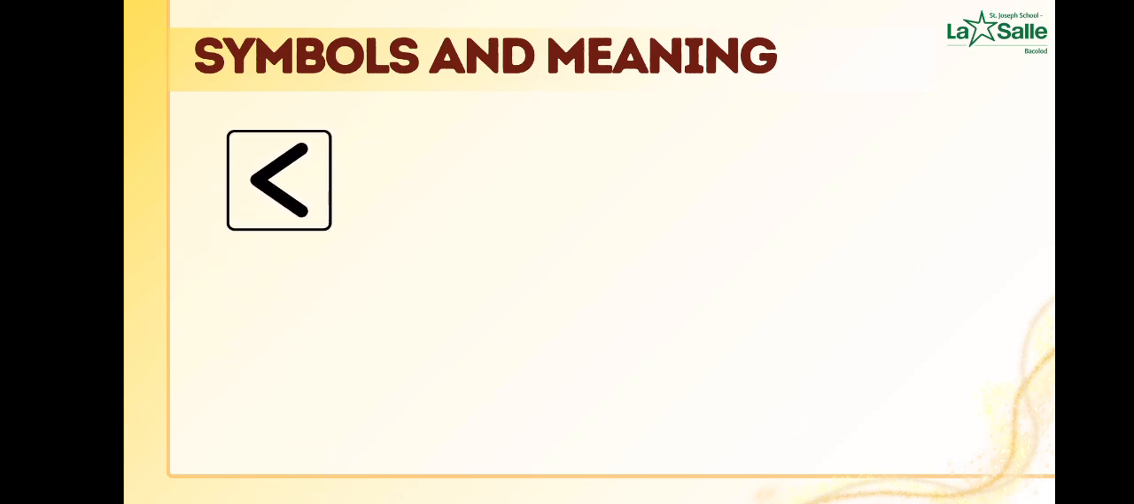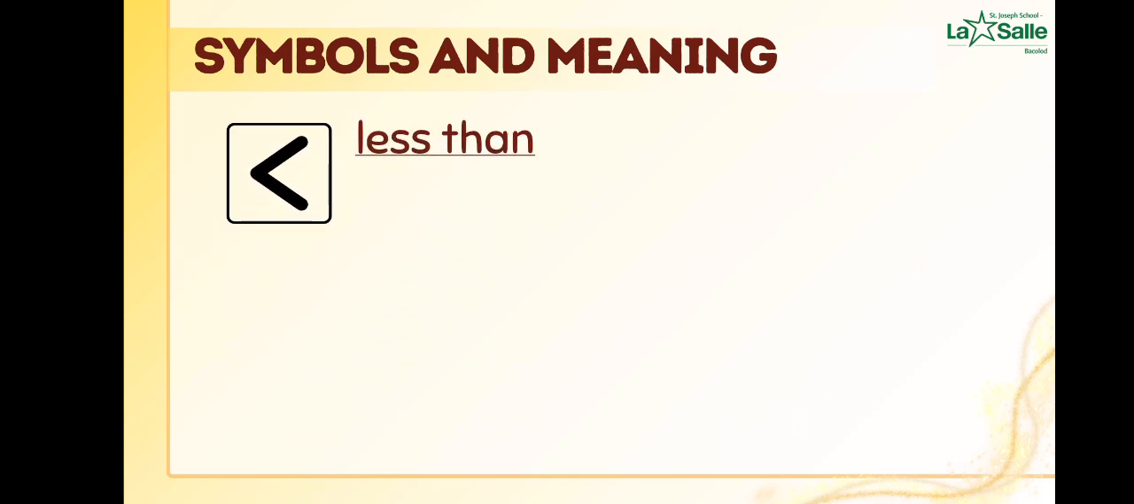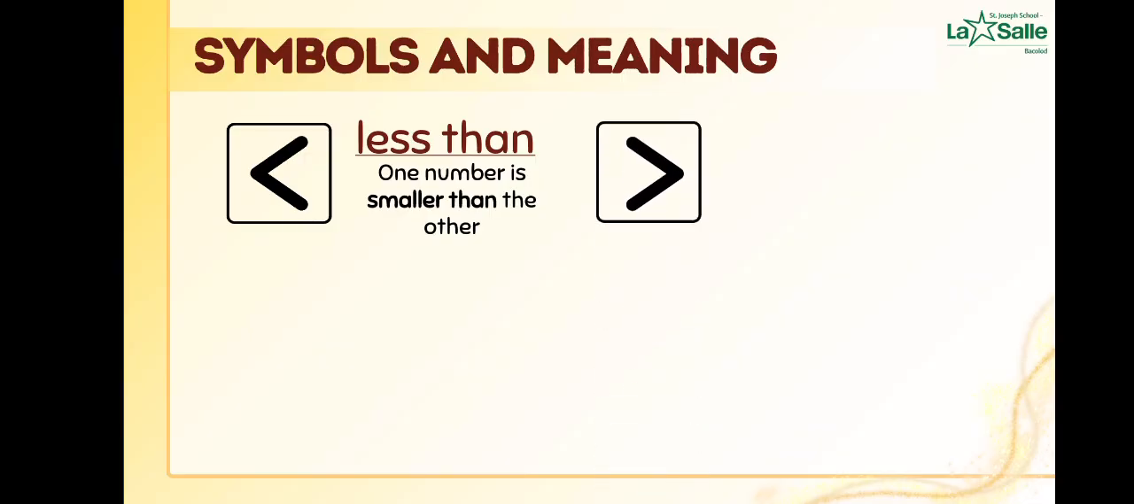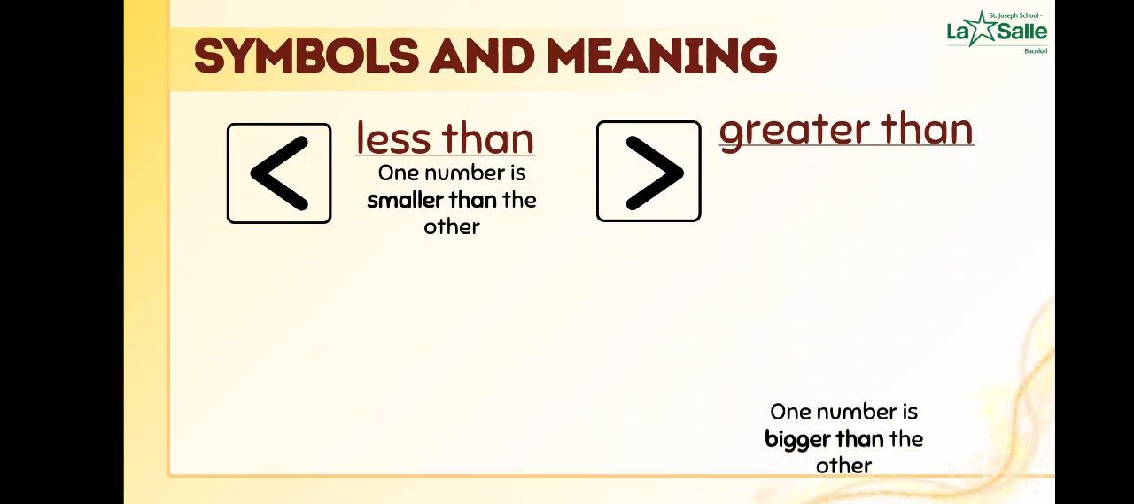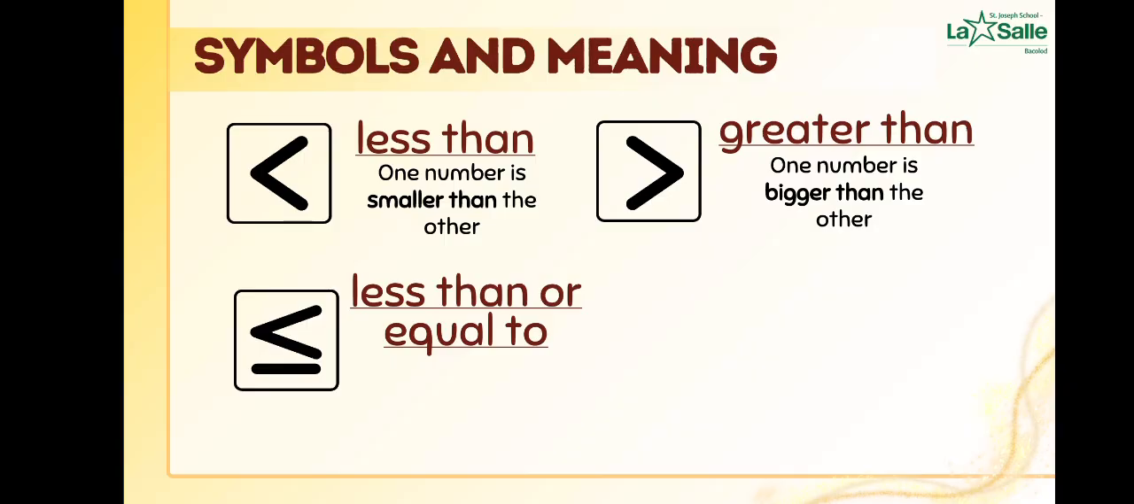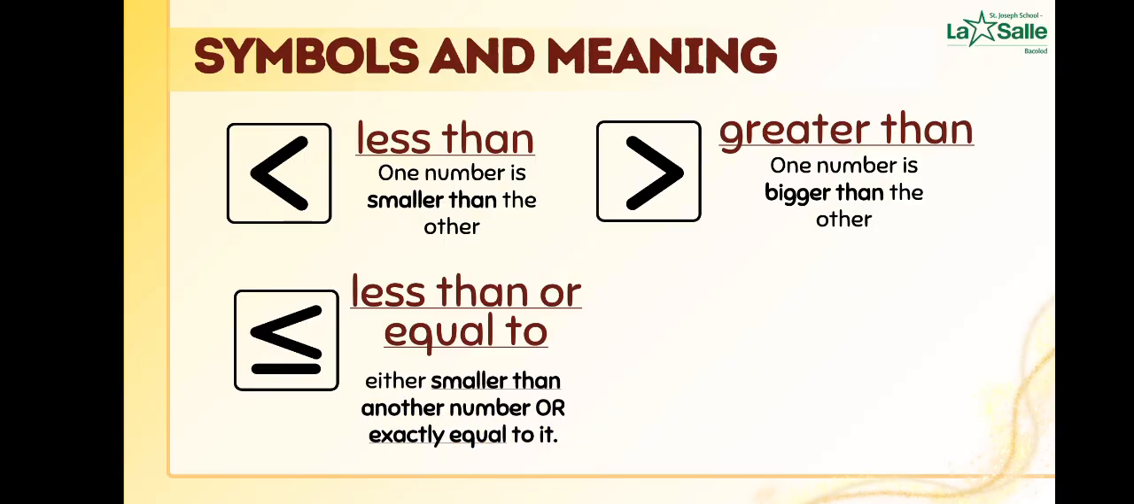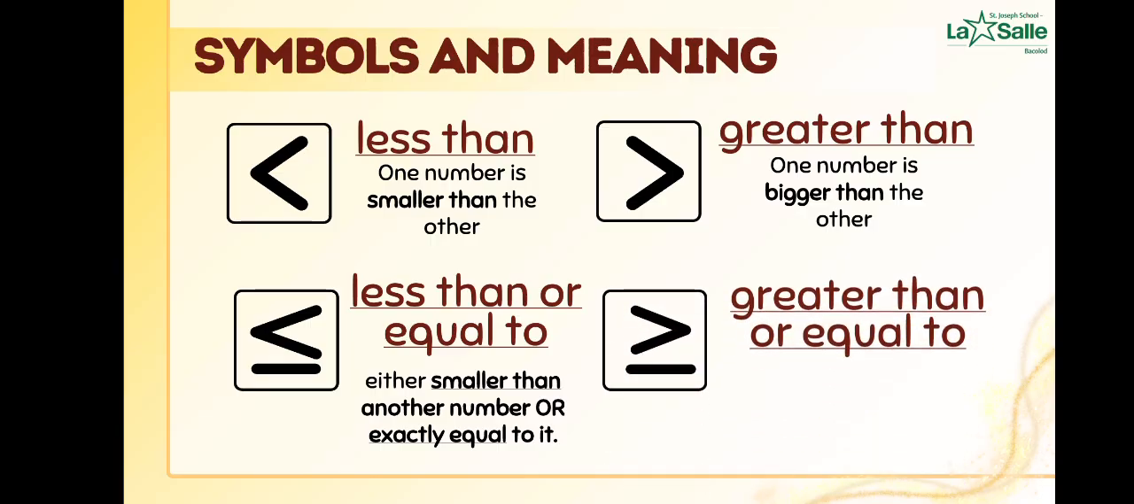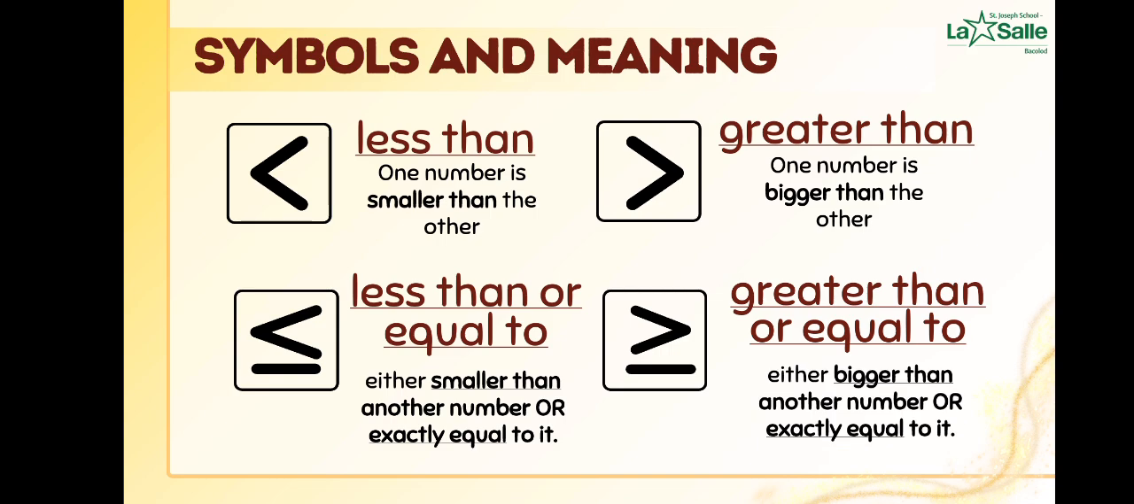So, symbols and meaning. This symbol is less than: one number is smaller than the other. This symbol is greater than: one number is greater than the other. This symbol is less than or equal to, which means either smaller than another number or exactly equal to it. This symbol is greater than or equal to. It means either bigger than another number or exactly equal to it.